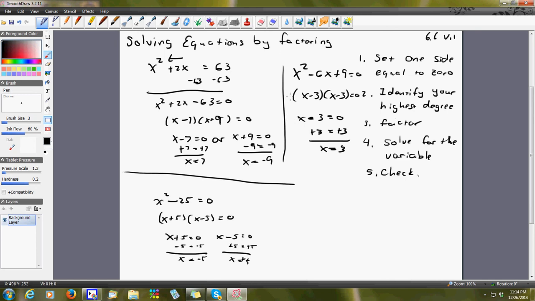Alright, so that's it. So as long as you can factor, you're in good shape. You're just going to end up solving for the variable. That's all there is to it.